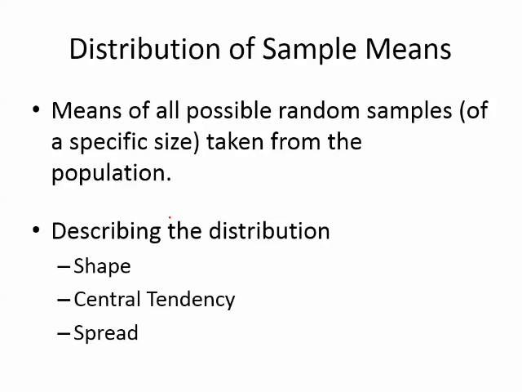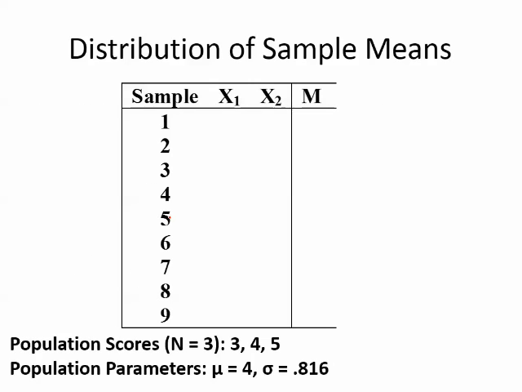Now, I made a far more simple example for us to look at. This is also a version of this is also in your book. And let's say we have a population of just 3 scores to keep things very simple for us. So 3, 4, and 5. Now we know, looking at this, that the mean for this is 4, and the standard deviation is 0.816.